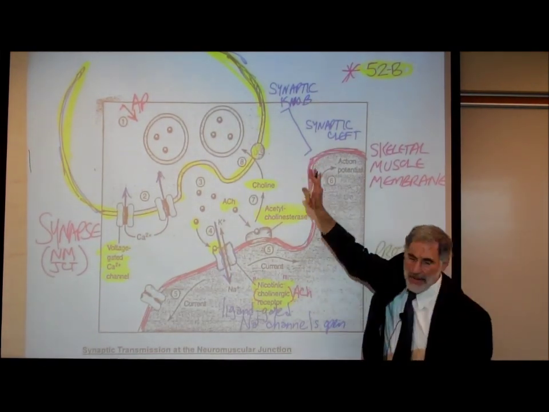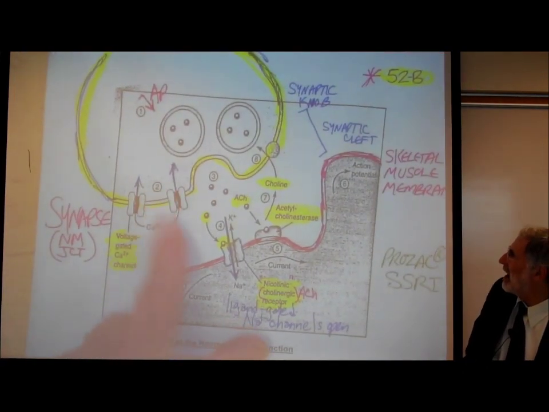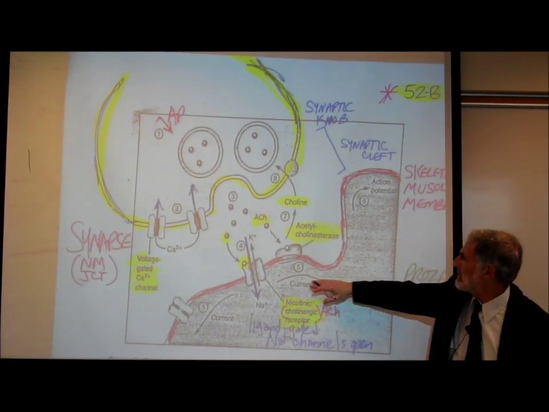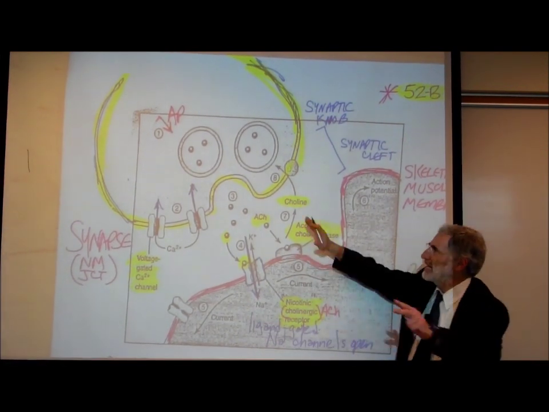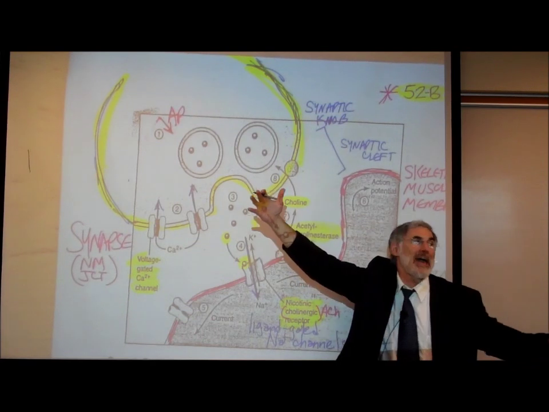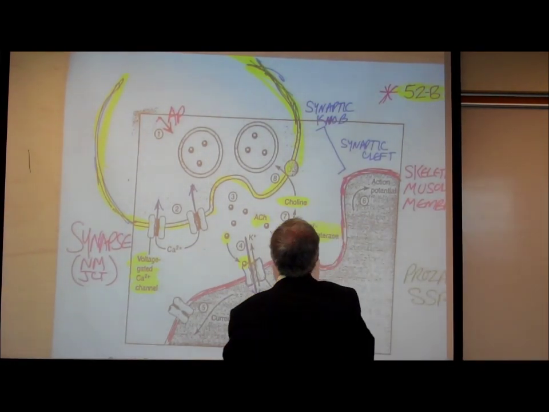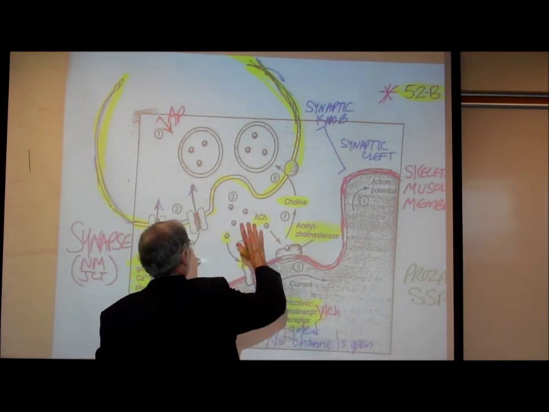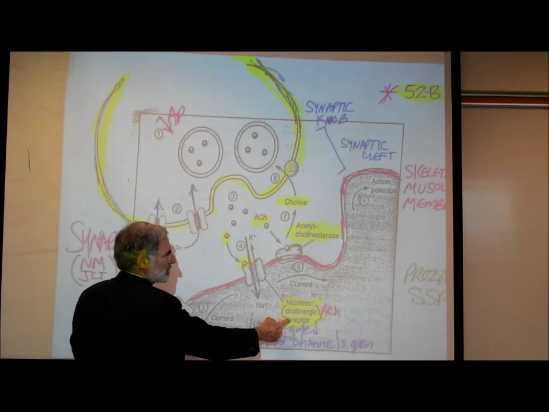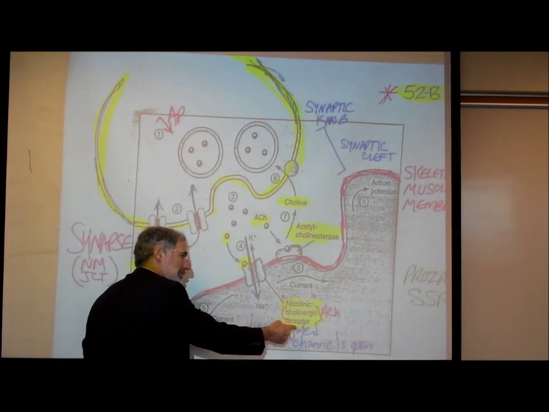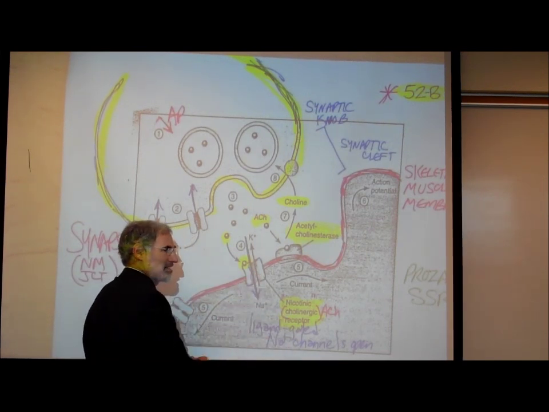This is the synaptic cleft, that gap between the synaptic knob and the muscle cell membrane. This is the muscle cell membrane. So now we're really looking at this at high magnification and tremendous detail. And you'll notice that right here are the acetylcholine receptor sites, and they're labeled nicotinic cholinergic receptors or nicotinic acetylcholine receptors. We'll get to that, though.